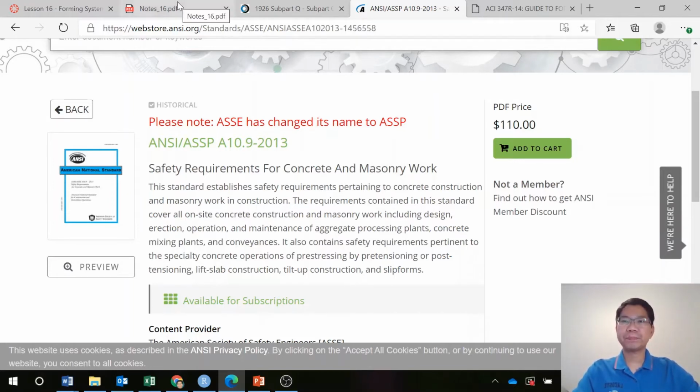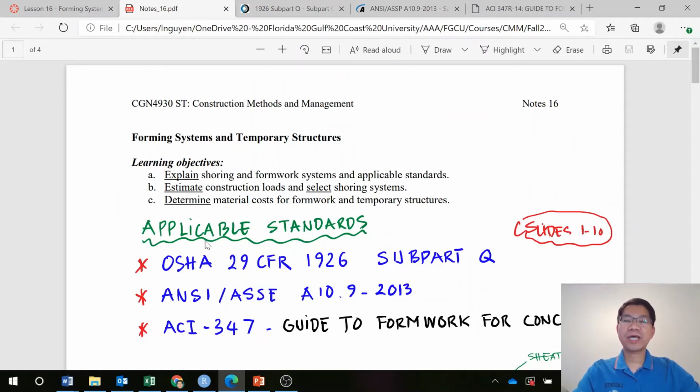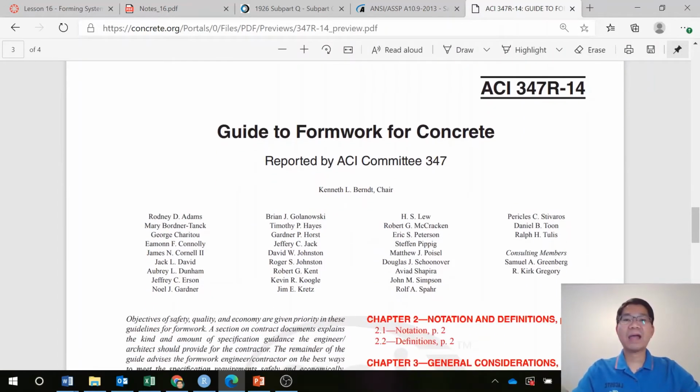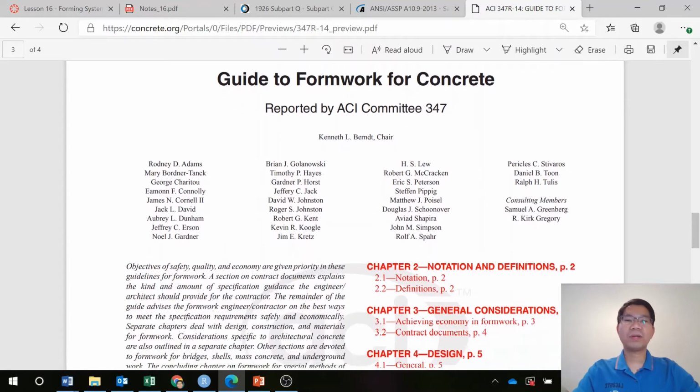And the standard used to design the formwork, how to set up, and how to strip or remove the formwork, is ACI 347, American Concrete Institute number 347. They update every several years. As an example here, that is the 2014 version, Guide to Formwork for Concrete.